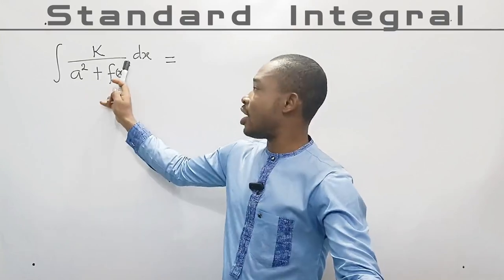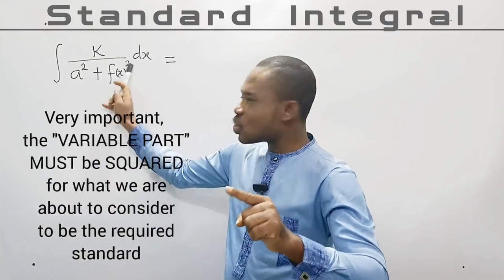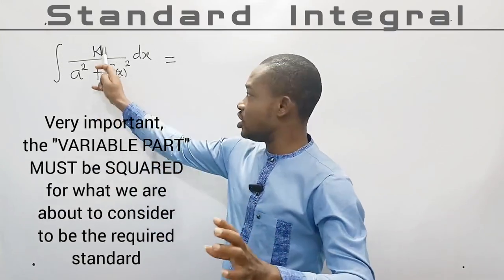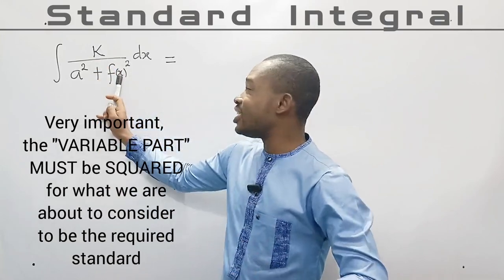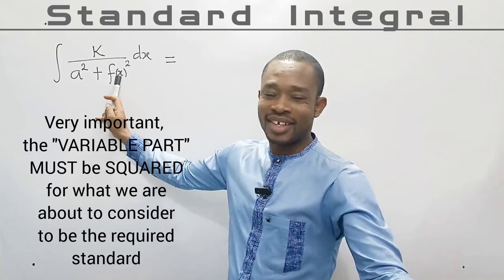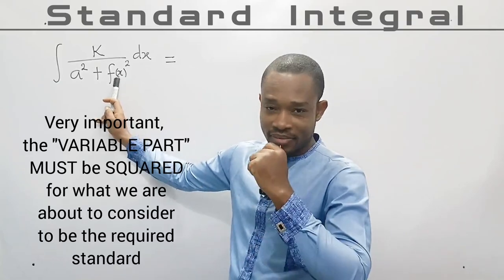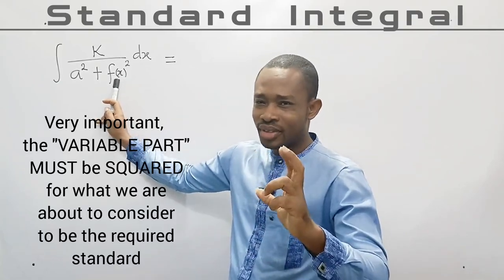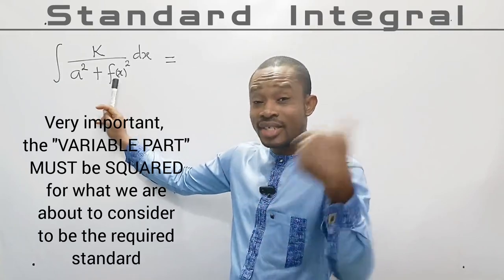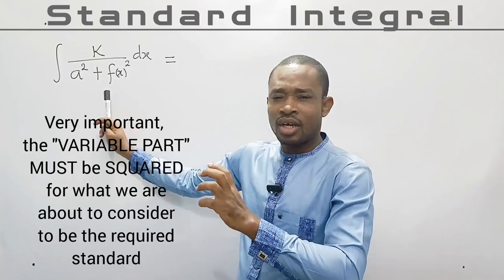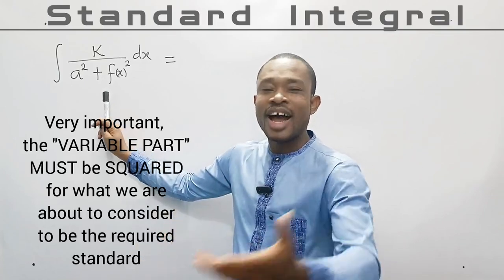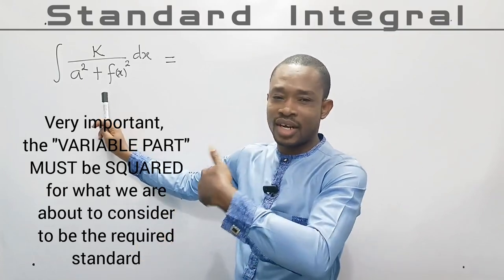Plus the square of a variable, the square of a function. So this is a number, and this is a function of something. Like in this case, it's a function of x. This is how you try to identify this type of function that I want to deal with, and have your friends learn what the standard integral is going to be.